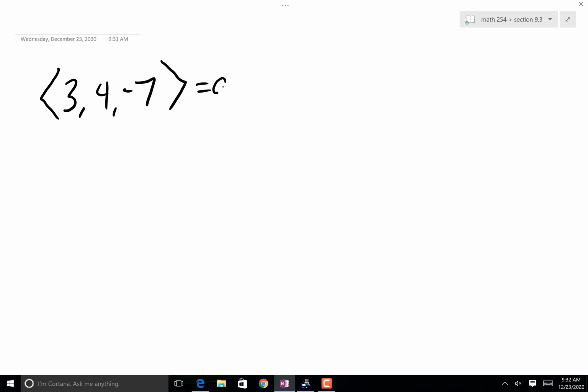This is our vector A. I don't know why I wrote it on this side, but whatever. I'm just going to roll with it. So let's find A dot B just for a good time, shall we?